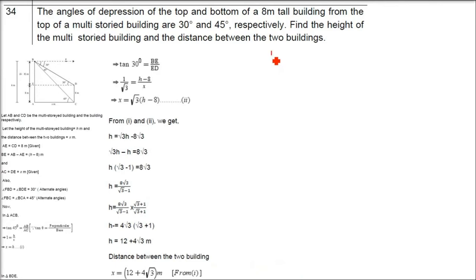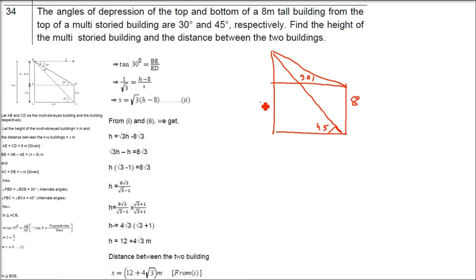So you see the diagram again. This is the multi-storied building, this is the smaller one, 8 meter, and these are two angles. Angle of depression, we know that alternate angles are equal, that is why this is 30, this is 45 degrees. This is 8. This will also be 8. This whole is h. From up to down, multi-story is h, but one part we have taken as 8. This will be h minus 8.